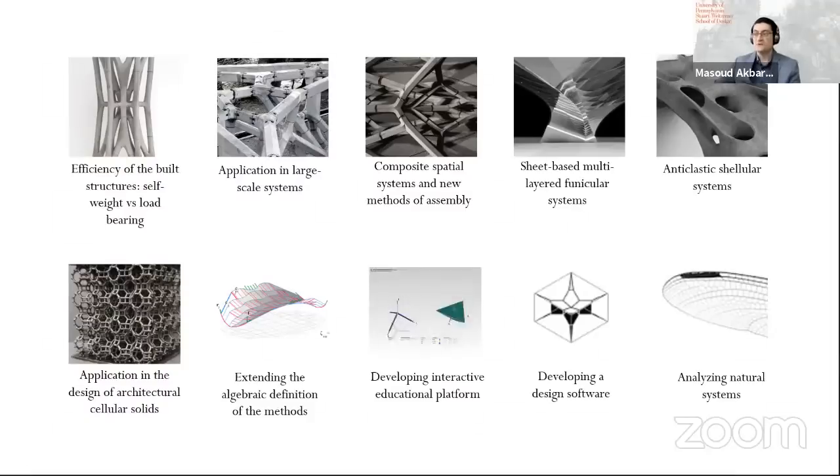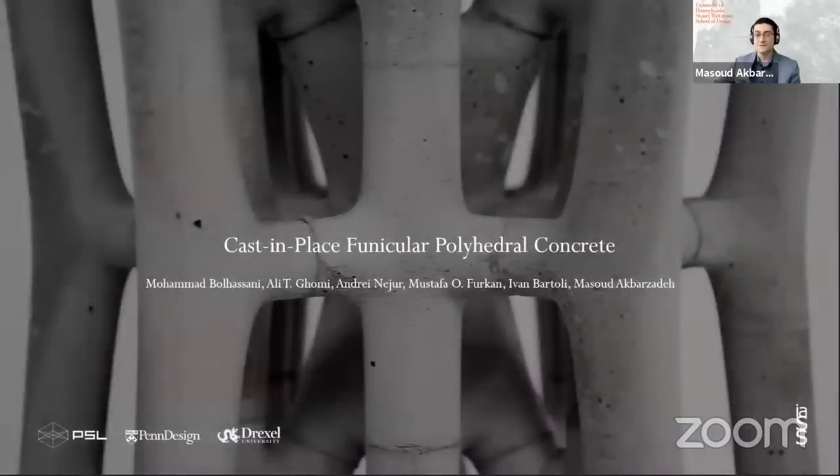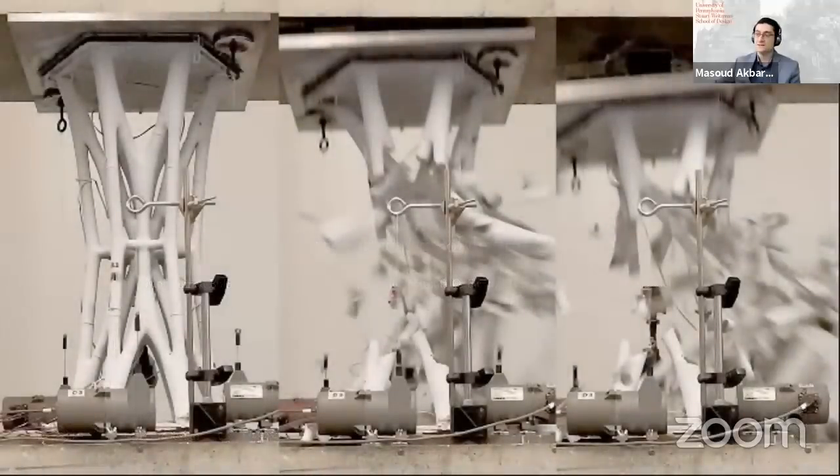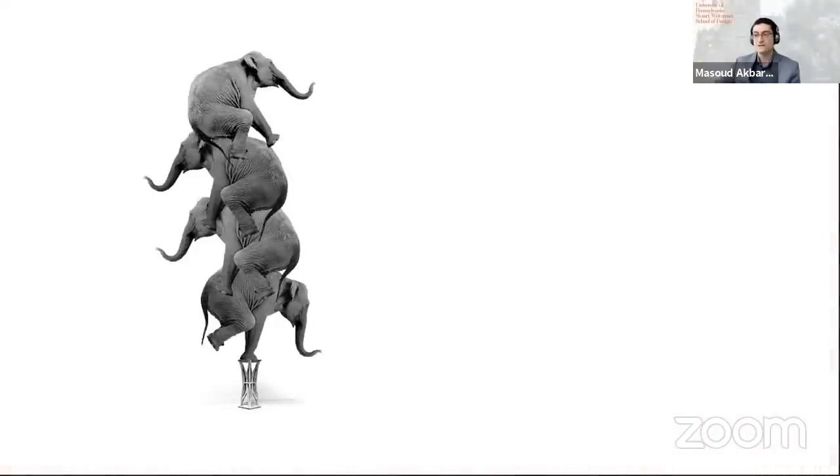To begin with, I would start with a very simple and small example that was a cast-in-place funicular polyhedral concrete. The size of the sample is quite small. It's actually 60 centimeters in height and 30 centimeters in depth or diameter. And it was inspired by the famous concrete sample example by ACI, the American Concrete Institute. What we showed in this example was that the 12 kilogram sample designed using the methods of polyhedral graphic statics could take up to 24,000 kilograms of load, which is equivalent to 245 kilonewtons.